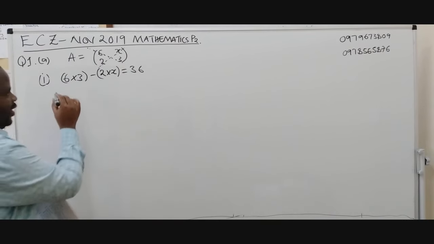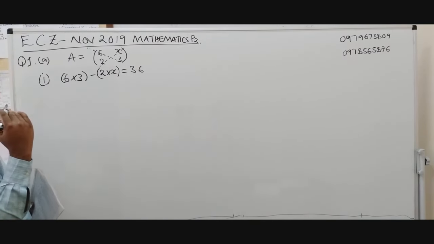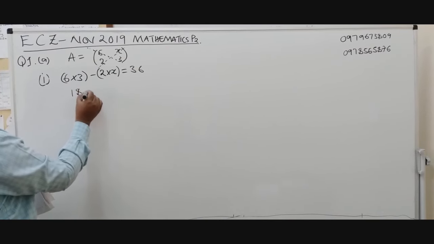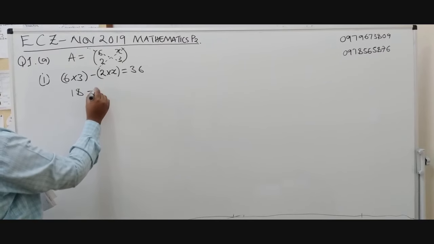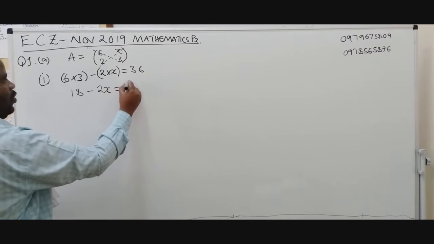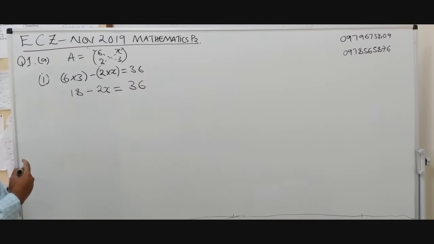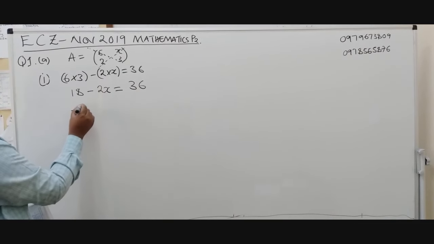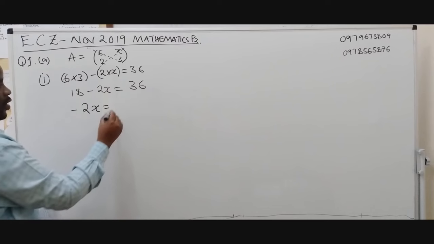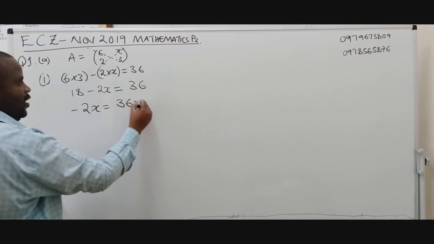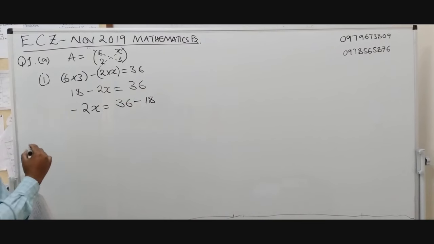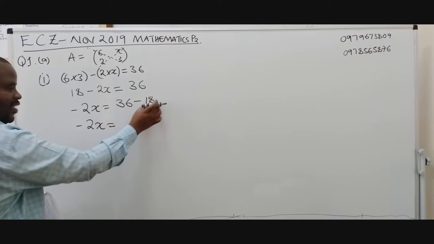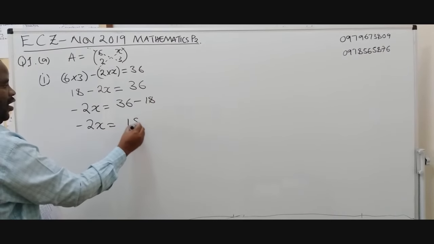So you write an expression for the determinant. 6 by 3 we get 18, minus 2 by x we get 2x. That is equal to 36. Our interest is to find the x. So we group the right hand side: negative 2x is equal to 36 minus 18. You should be able to get your 18.